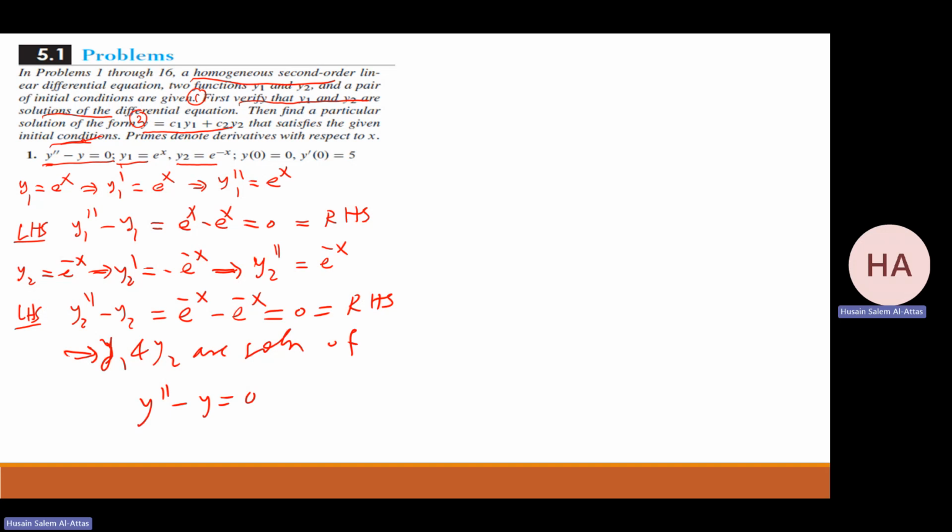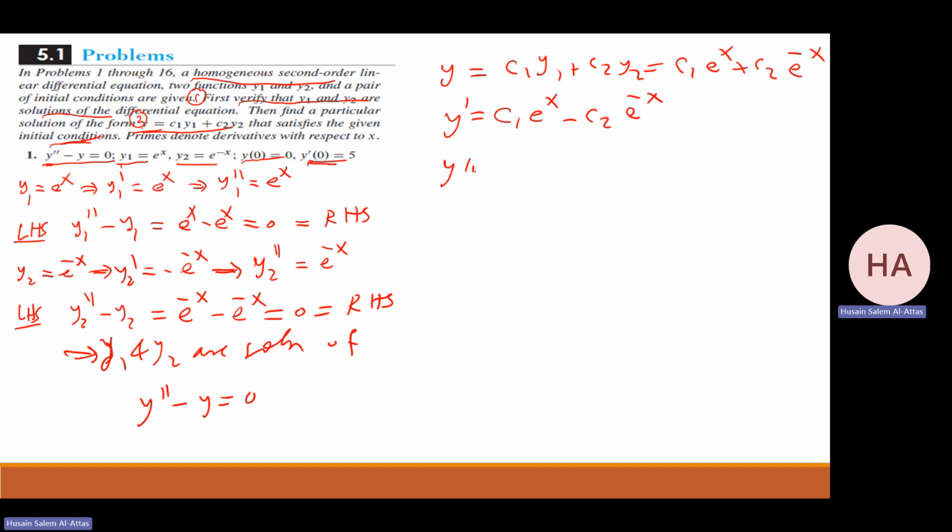Okay. Now we need to use the condition for this solution, C1 y1 plus C2 y2, which is C1 e to the power x plus C2 e to the minus x. I need y prime, since I have a condition for y prime. So I have C1 e to the power x minus C2 e to the minus x. Okay, y at 0 equals 0. So I have what? C1 plus C2, e to the power 0 is 1, is equal to 0. Y prime at 0 equals 5. So you have what? C1 minus C2 equals 5.